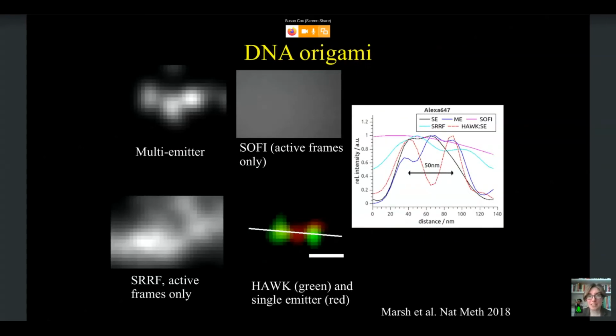We also did DNA origami, which was down at 50 nanometers. Obviously, this is a much simpler structure. It was just 2 fluorophores that were well separated, and we were able to get back the separation of those fluorophores by using Hawk.